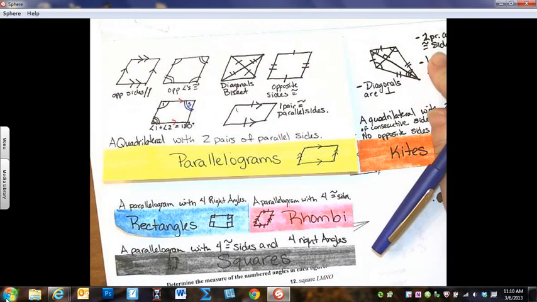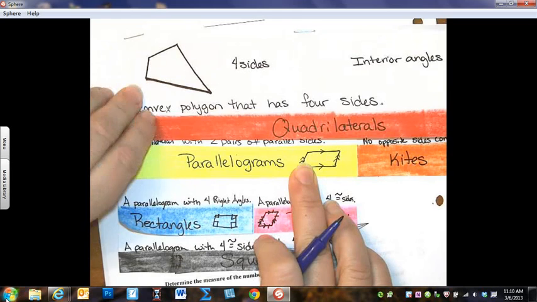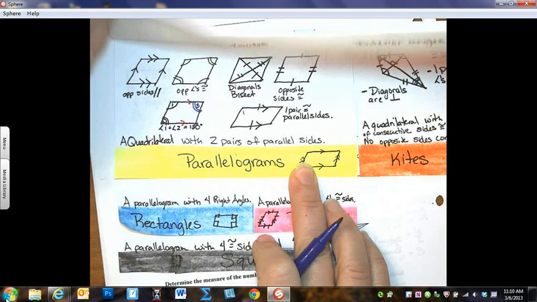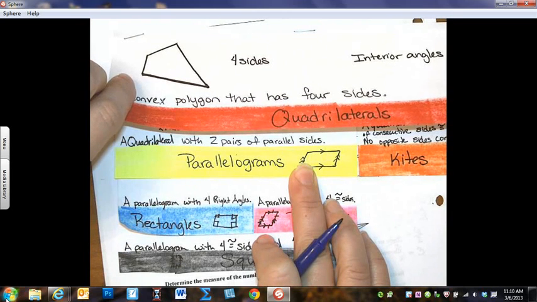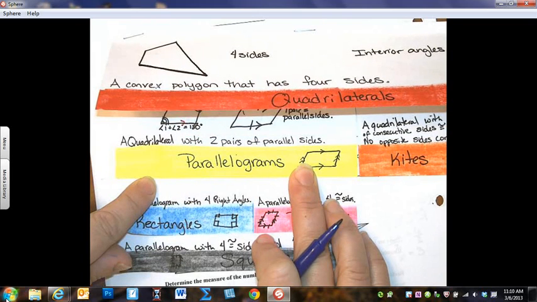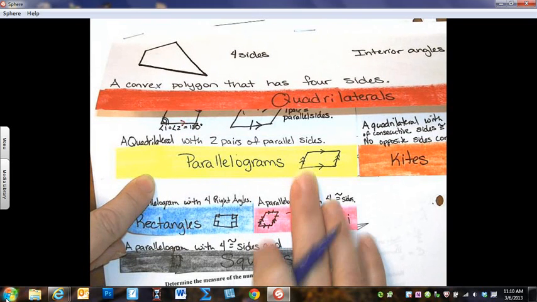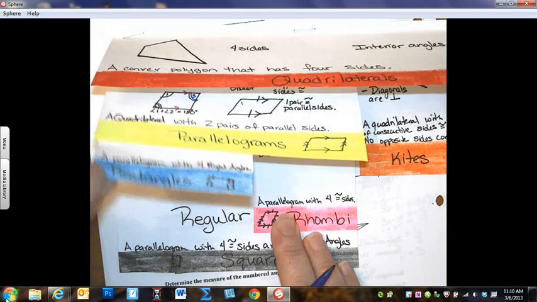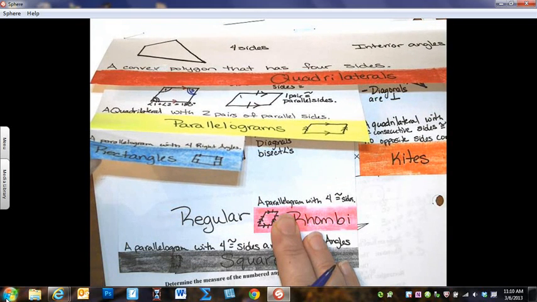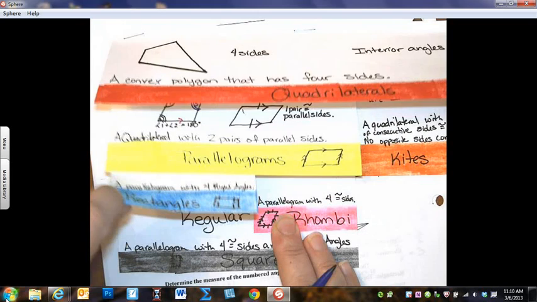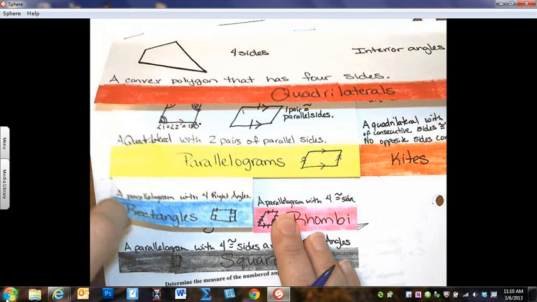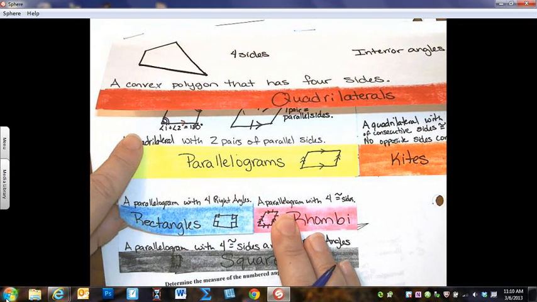So when I lift up my quadrilateral page, does it move the parallelogram? No. So a quadrilateral does not have the properties of a parallelogram. But what about a rectangle? Does a rectangle have the properties of a parallelogram? Yeah, it lifted that yellow tab of mine, so it has those properties. So right now I know a parallelogram and a rectangle have those properties.